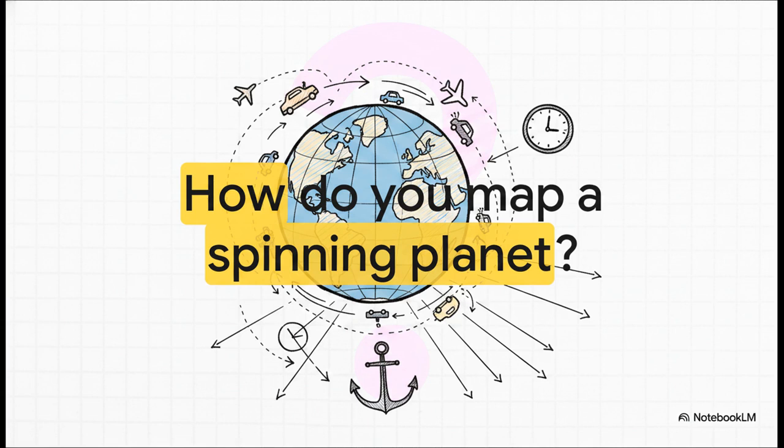I want you to really think about this for a second. How do you actually map a spinning planet? Try to imagine tracking moving objects, planes, cars, or even just yourself on a surface that is constantly, relentlessly rotating at hundreds of miles per hour. Without a fixed reference point, it is absolute chaos. Everything is constantly moving. So we really need a way to pin down the math on a world that completely refuses to stand still.